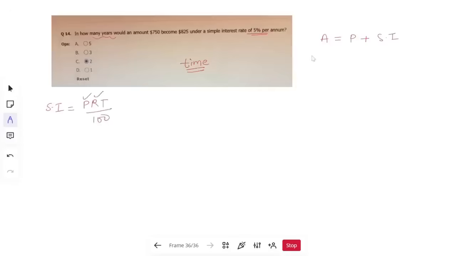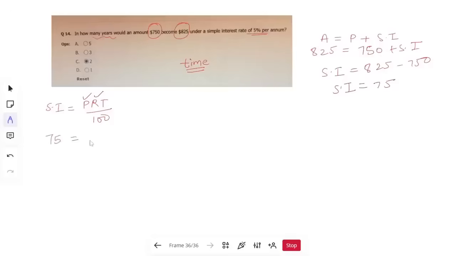Okay, so let's see. The total amount that is given to us is 825. It is already given to us in the question. Okay, so we will substitute it here. The principal amount that we had was 750, so I will substitute that. Okay, plus simple interest. Now let's try to find out what we will get. Okay, so see, simple interest we will try to find from here. So simple interest will be 825 minus 750, which is going to be 75. So from here we got the value of simple interest.